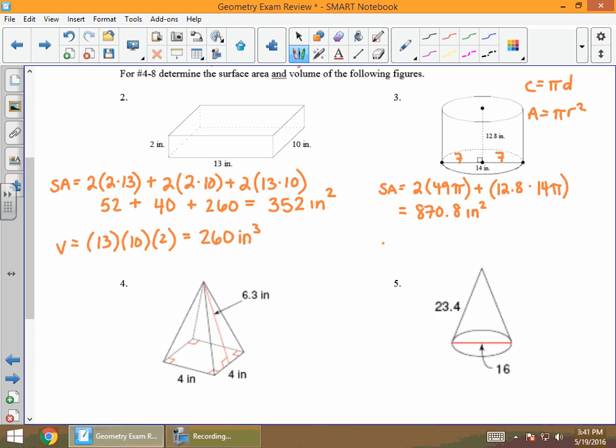To find the volume of a cylinder, you take the area of the base times the height. So the area of the base, so the area of the circle is pi r squared, 49 pi, times the height, which is 12.8. Type that into a calculator, 1,970.4 cubic inches.